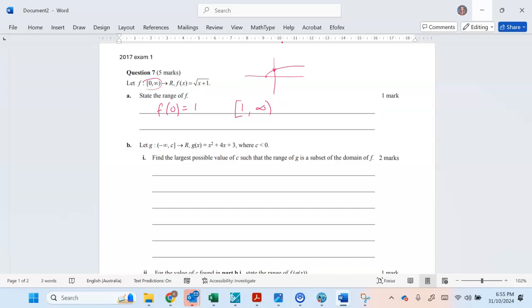All right, part B. So we've got g with this set domain, and this g is a parabola, and c is less than 0. So find the largest possible value of c such that the range of g is a subset of the domain of f. Okay, so we've been given the domain of f, which is good. So now we just have to work out the range of g. Now, I know it's a parabola, and I always think if I can draw the graph, it just helps me see what is happening. So we can factorize this one. It's actually not a difficult one to factorize.